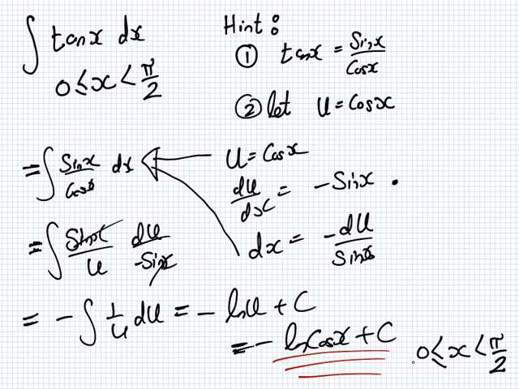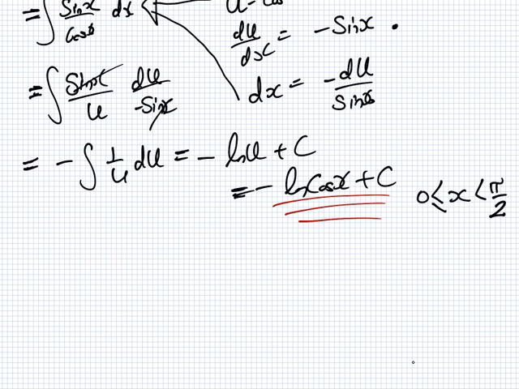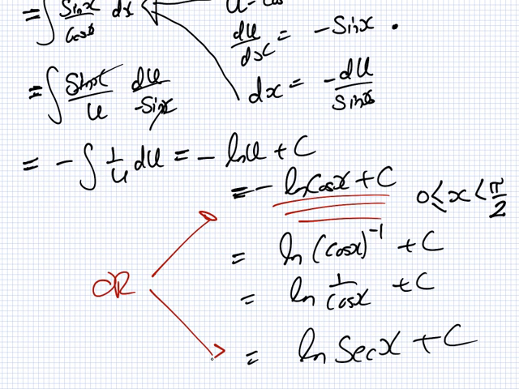Well, that's fine. But I understand what you mean now. No, wait! I'll show you how to change it into that answer. So you can change this into log cos x minus 1 plus c, which is log 1 over cos x plus c, which is log sec x plus c. Fine, both answers are fine. So you can do this, or this.